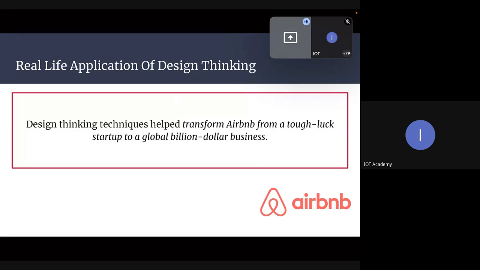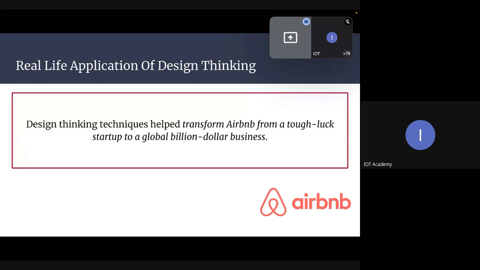Most of us, when we go out on vacation these days, look up the listings at Airbnb and book our stays, right? But this was not the case a few years back. When this company started, it had a lot of problems. There were a lot of issues. So I'll give you one example.